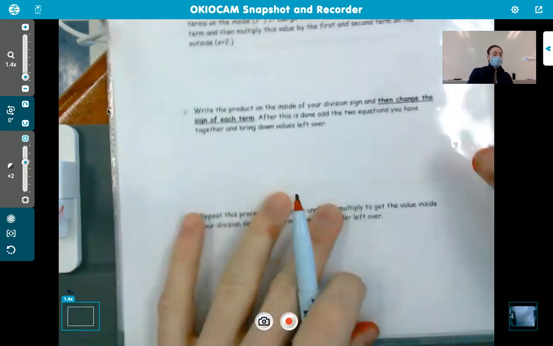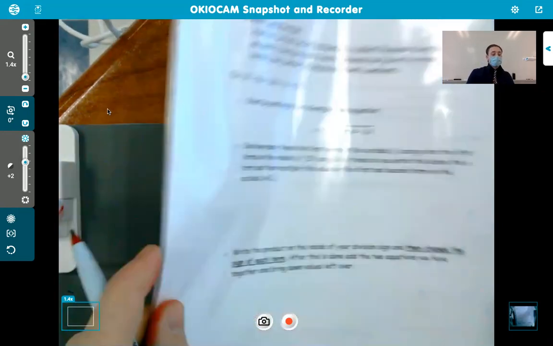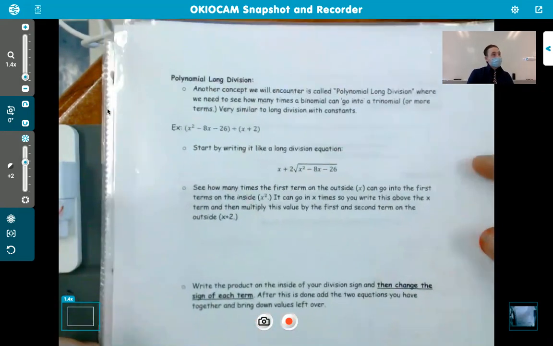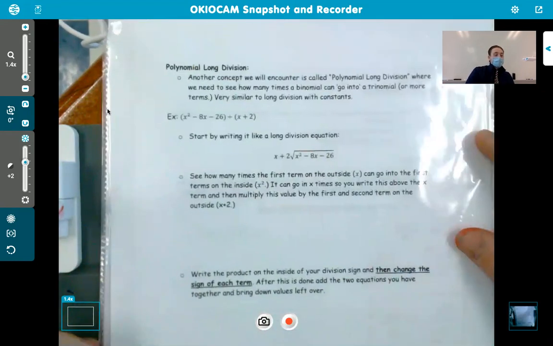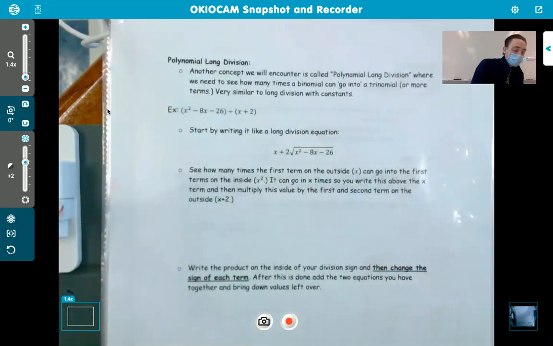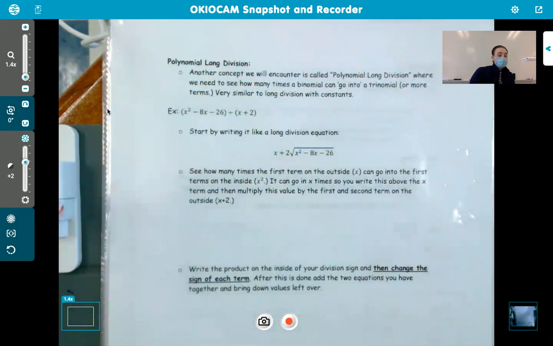So that took care of simplifying. The next method we're going to discuss is what's called polynomial long division. Polynomial long division is another concept that we can use to help us divide out polynomials. Except now this time, if you were to rewrite this as a fraction, you have addition and subtraction in both your numerator and denominator, right?